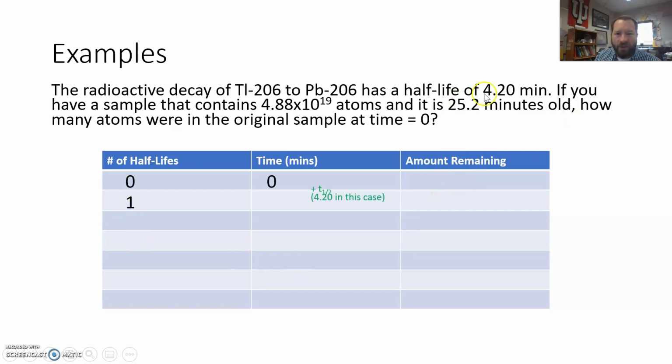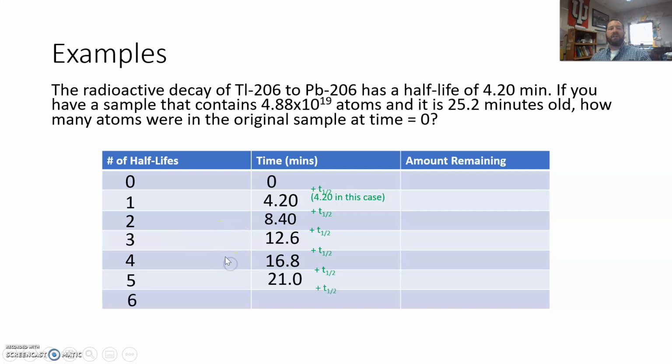After 1 half-life, again, they told me my half-lives were 4.20 minutes, so after 1 half-life, 4.2 minutes. After a second half-life, I'm up to 8.4 minutes. A third half-life, we're up to 12.6 minutes. A fourth half-life, 16.8 minutes. A fifth half-life, we're all the way up to 21 minutes. And finally, a sixth half-life gets us to the 25.2 minutes that they gave us in the question. All right, so now we've gotten up to the proper amount of time. It took us 6 half-lives to get there. And we know that that sample after those 25.2 minutes had 4.88 times 10 to the 19th atoms.